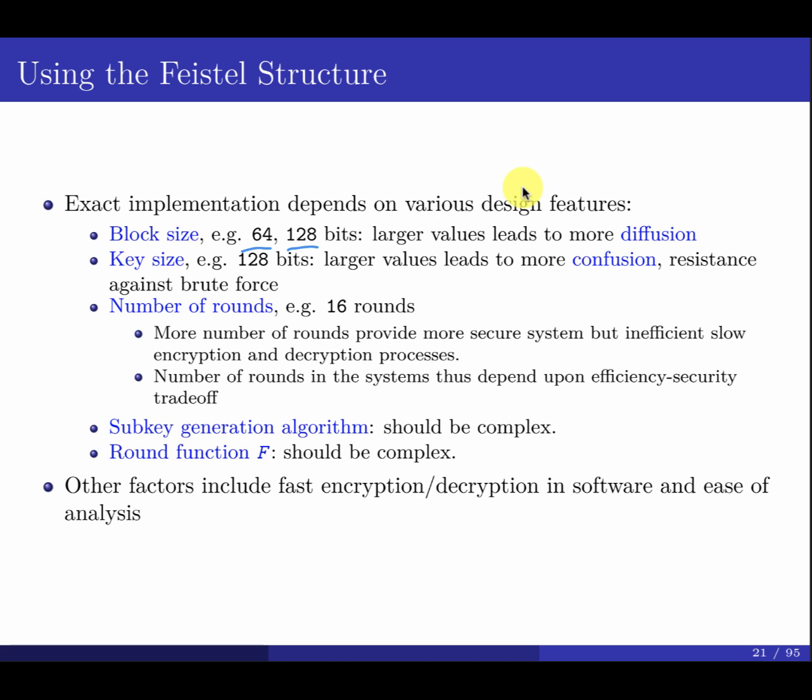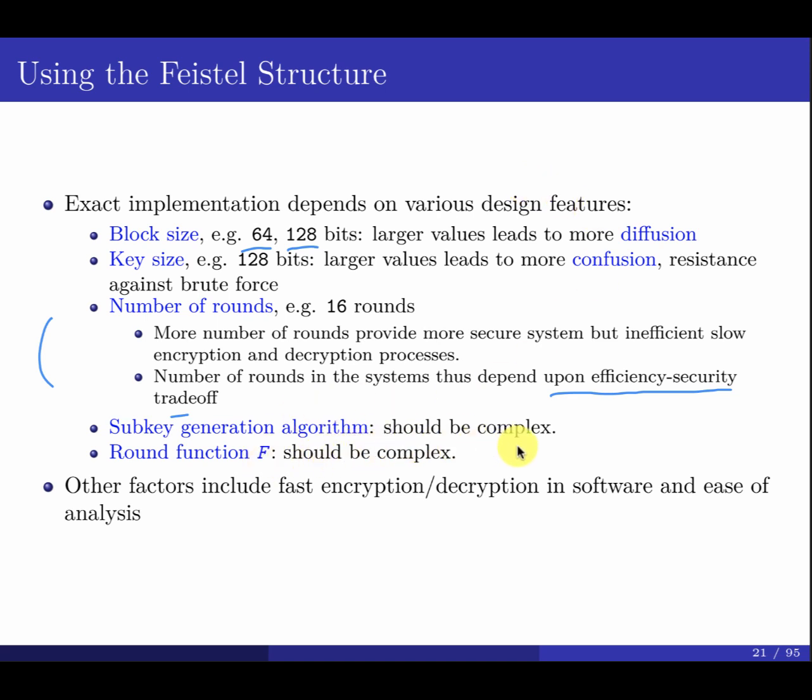But the problem is that more rounds at the same time means inefficient, slow encryption and decryption. Because if you compare the time spent performing 5 rounds with the time for encryption and decryption when the number of rounds is 16 or more, you see that it's going to take a long time in the second case. The number of rounds in the system depends on the efficiency and security trade-off. We're going to take a look at this later, with more details when we talk about DES and AES.